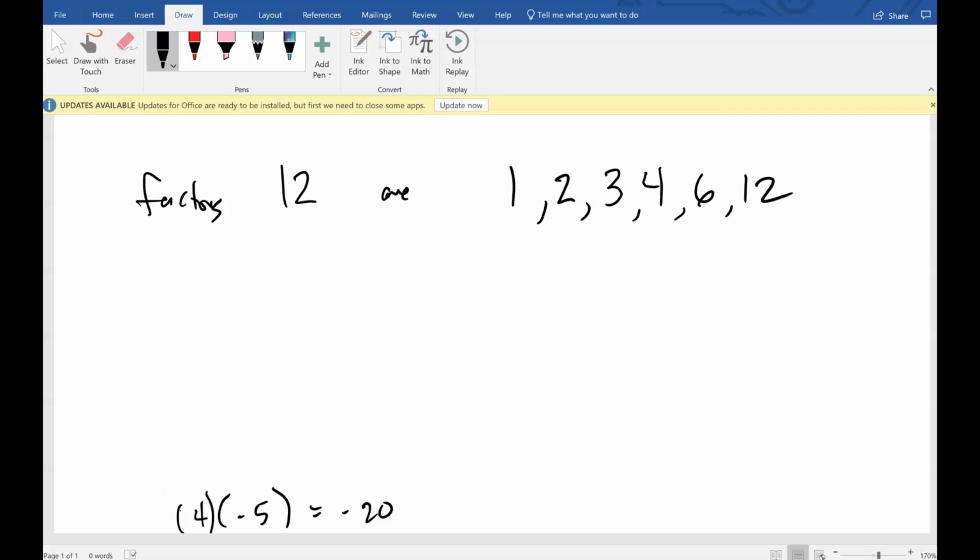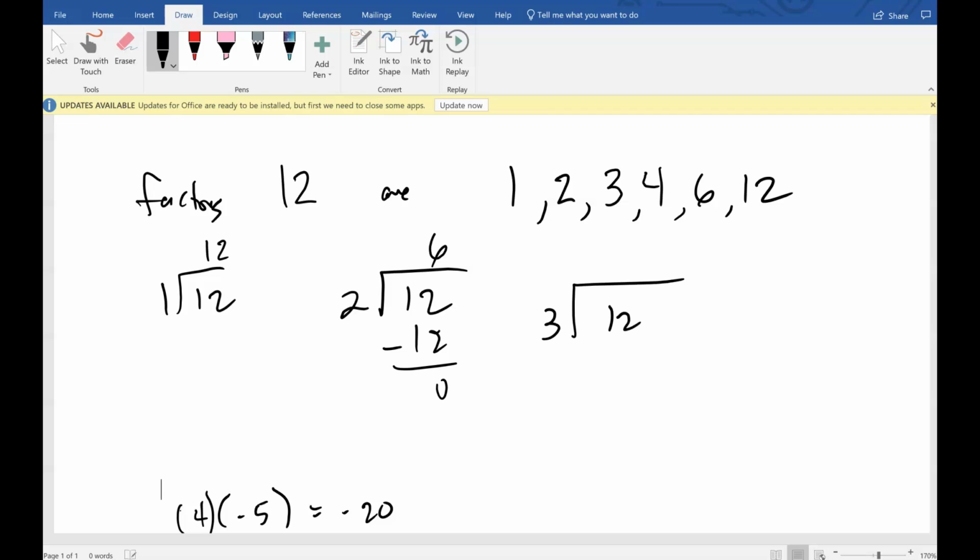So if we take any one of these 6 numbers and divide it into 12, remember anything divided by 1 is itself, so clearly 1 goes into 12 exactly 12 times. 2 goes into 12 exactly 6 times. We're going to have a 0 remainder. 3 goes into 12 4 times. Again, 0 remainder.